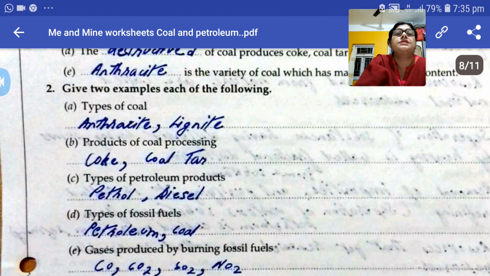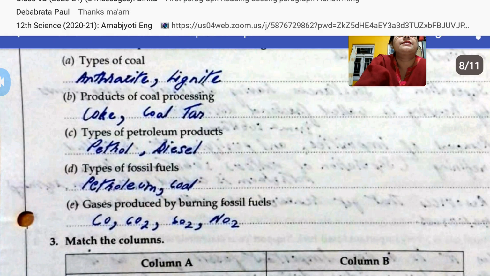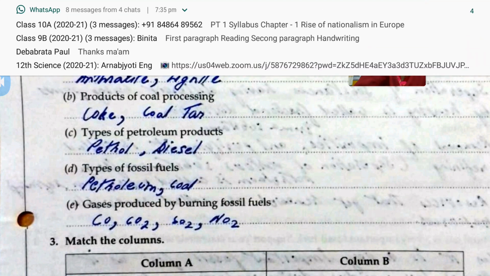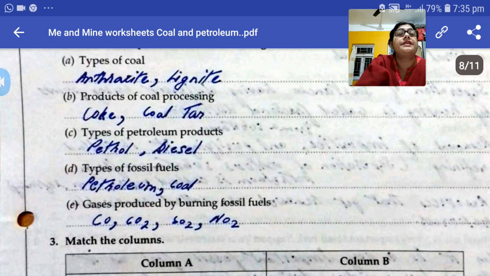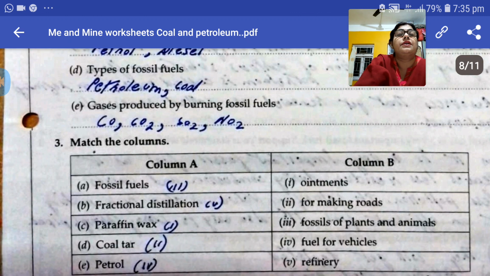Products of coal processing, that is coke, coal tar. Types of petroleum products, petrol, diesel. Types of fossil fuels, petroleum, coal. Then gases produced by burning fossil fuels. You see carbon dioxide, carbon monoxide. Even we have sulfur and nitrogen, so we get sulfur dioxide and nitrogen dioxide from the burning of fossil fuels.